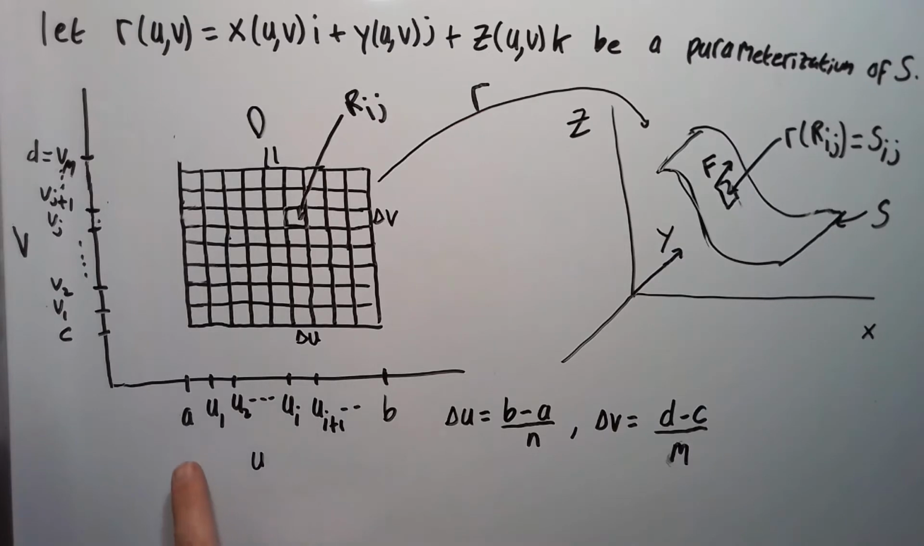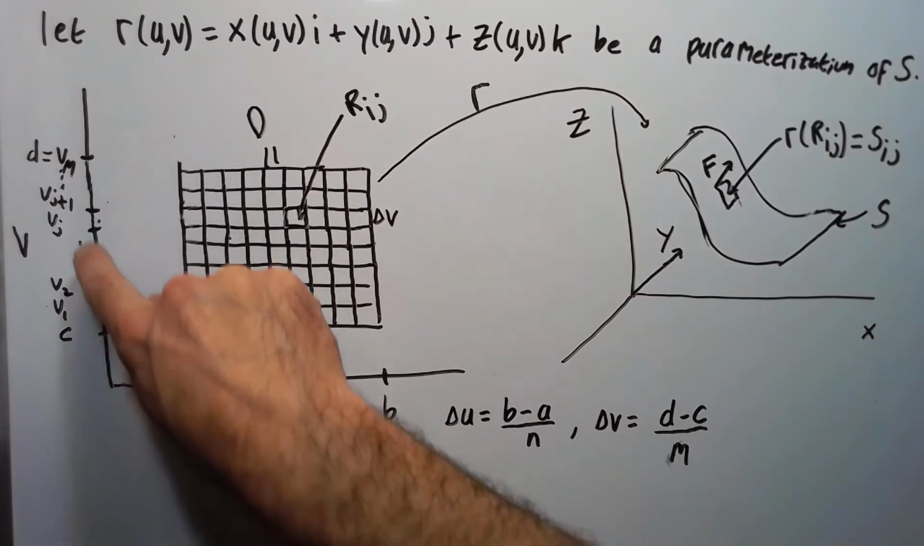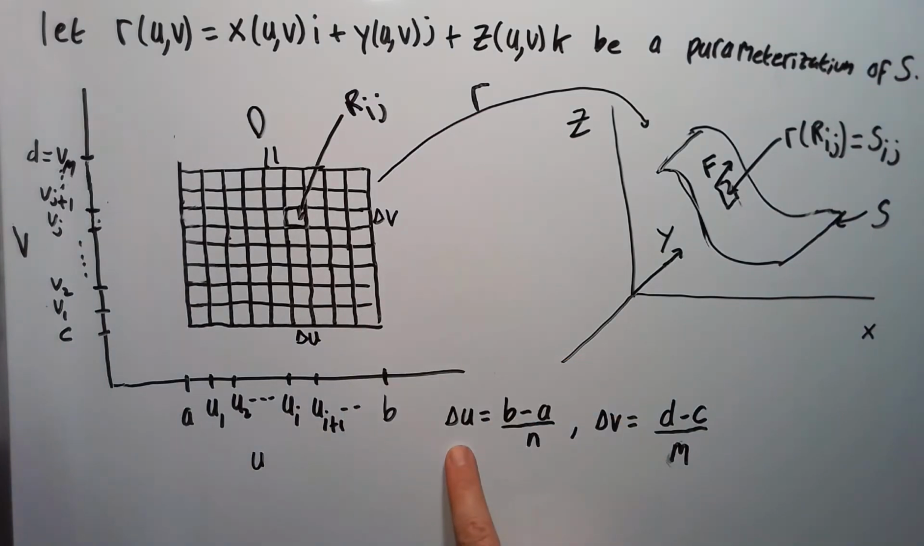Well, before doing that, let me just mention that your D region here is A to B on U, C to D on V, and my delta U would be B minus A over N. My delta V would be D minus C over M. Okay, so let's keep going.